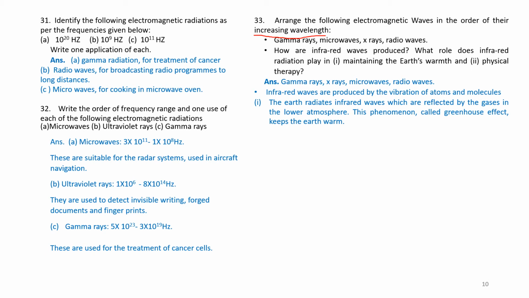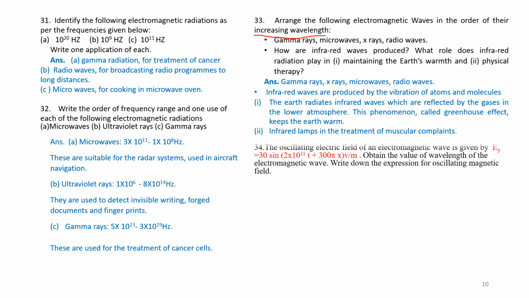The Earth radiates infrared waves which are reflected by the gases in the lower atmosphere. This phenomenon is called the greenhouse effect, which keeps the Earth warm. Question number 2: infrared lamps in treatment of muscular complaints.